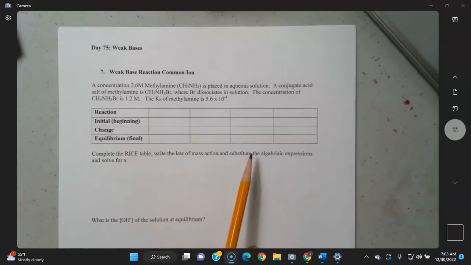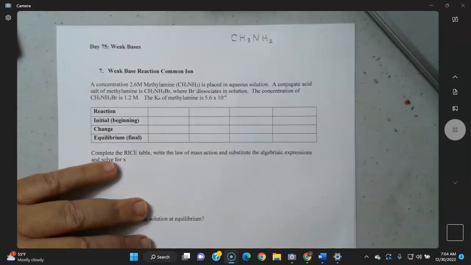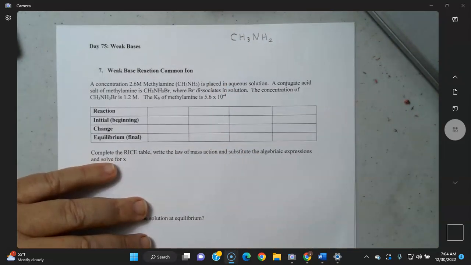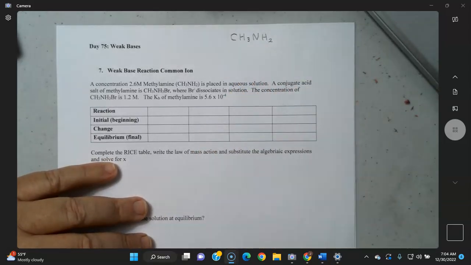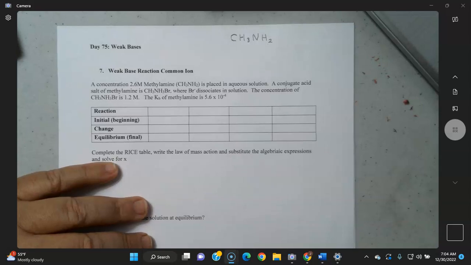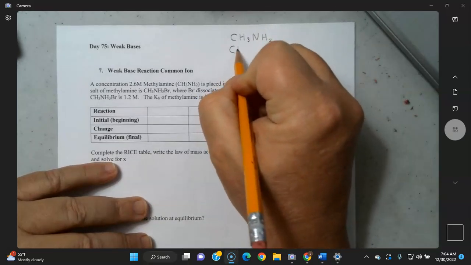So let's work through the acid salt first of all. So methylamine is, okay, so there's the base. That's the base methylamine. So you add a proton to get its acid. Its acid is going to have one more proton. Its conjugate acid is different by one proton. So it's going to look like this.